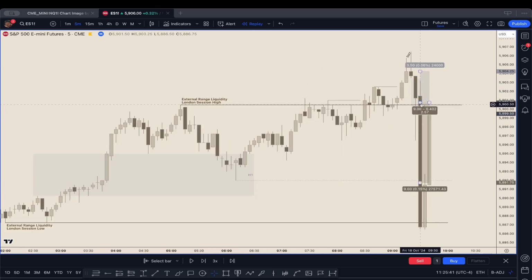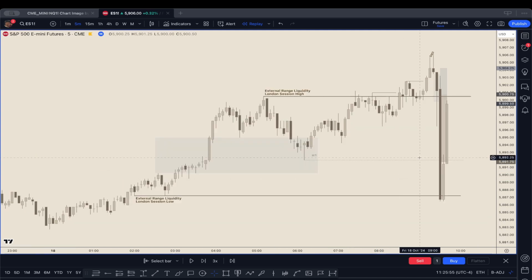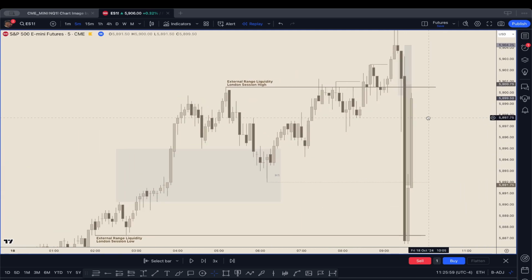In that very next 5-minute candle, you can see how price just melted down past the fair value swing low here on the 1-minute and into those equal lows at London session. So that was my short trade for the day. I hope this made sense.